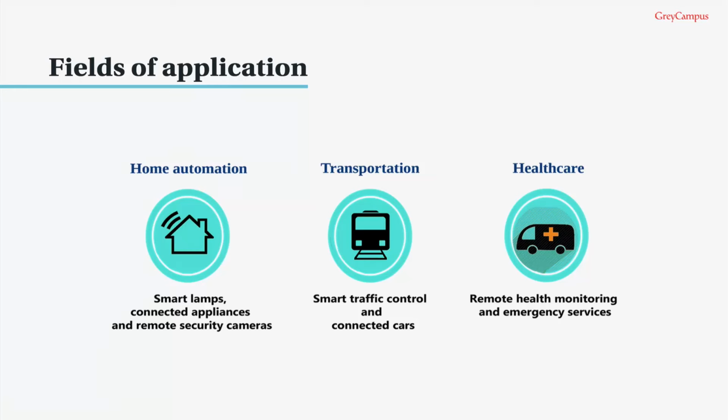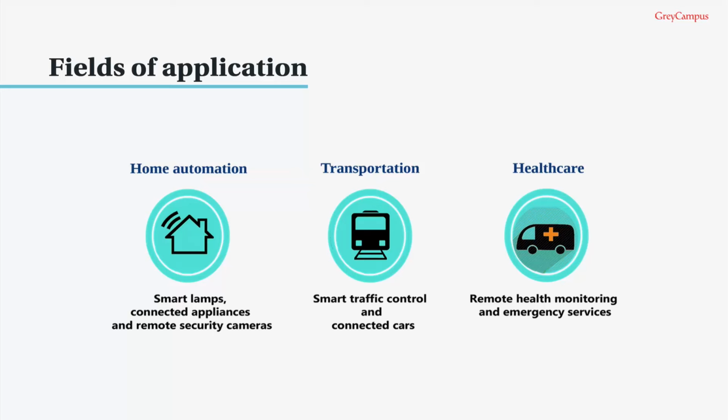Then you have transportation. I'm thinking about smart traffic control, so really some system that has access to every possible sensor in a city and can regulate the traffic automatically. And of course, this leads to connected cars, where we will have cars that interact with each other and drive themselves, and this will really help to reduce traffic jams in cities, for example.